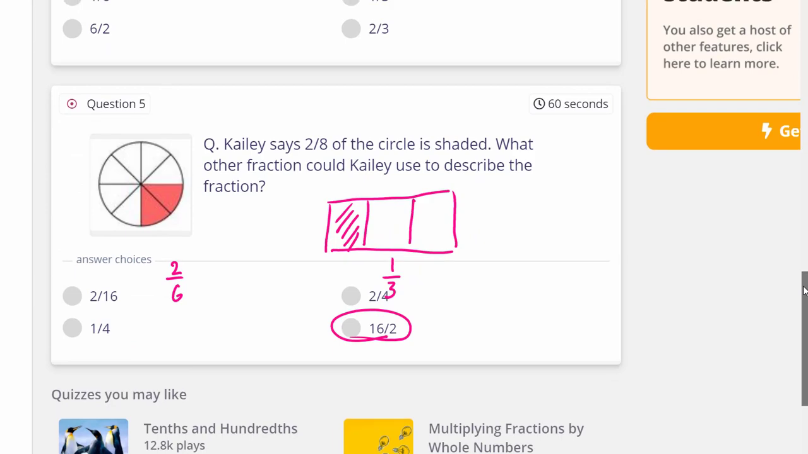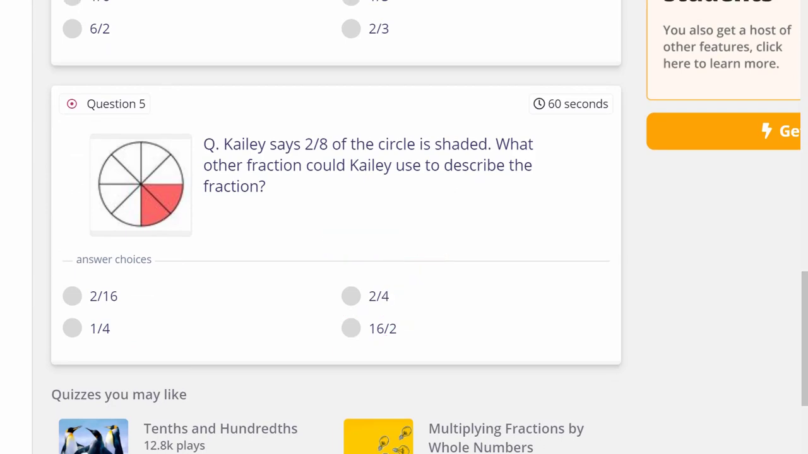Okay, let's do the last one. In the last one, Kelly says 2/8 of a circle is shaded. What other fraction could Kelly use to describe the fraction? As you can see, we can draw a circle and divide it like this and shade this one. So in this case, it's 1/4. Any problems? Any questions?